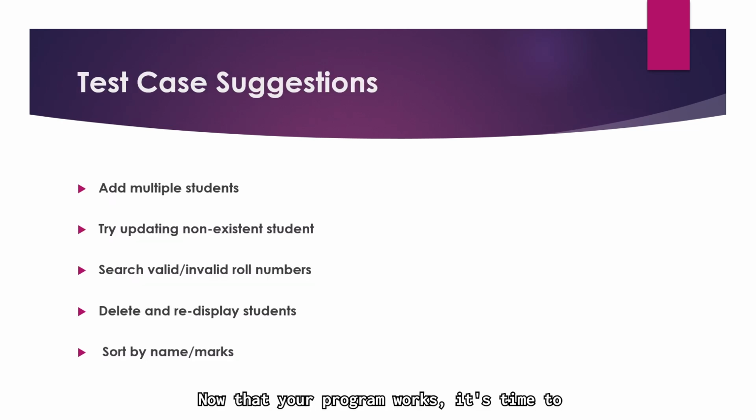Now that your program works, it's time to test it thoroughly. Try adding multiple students, then viewing the list to ensure data is stored correctly. Test what happens when you try to search or update a non-existent roll number. Delete a student and check whether they were removed successfully. Finally, sort your list and confirm the order is correct. These test cases help us identify bugs and edge cases, ensuring our code is reliable.